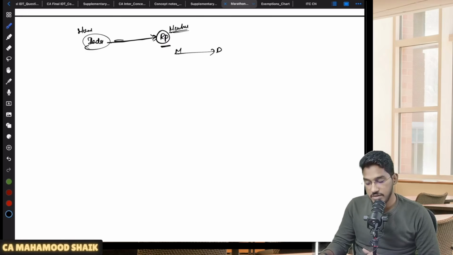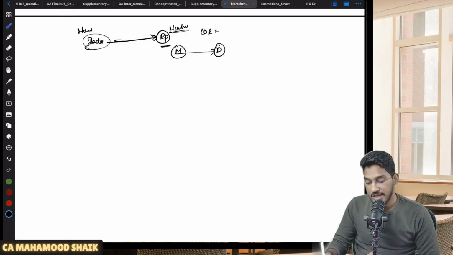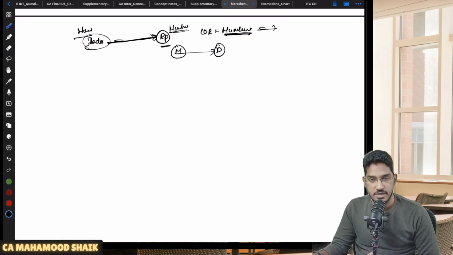Since the recipient is registered, it is always the location of the recipient only. Where you are traveling, where you are boarding, where you are getting down, all that doesn't matter. So in case the recipient of passenger transportation services is a registered person, always location of recipient. Here location of recipient is Mumbai. Location of the supplier is also Mumbai, and place of supply is also Mumbai. It will be an intrastate supply.